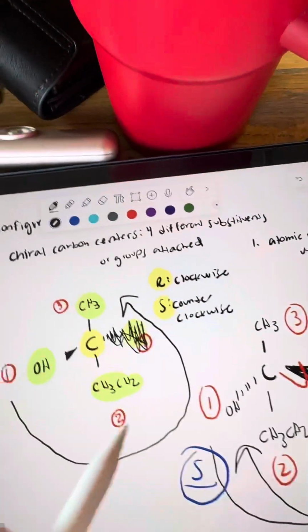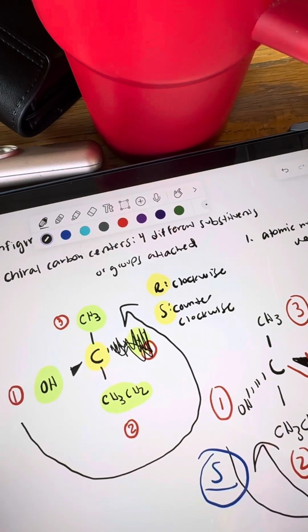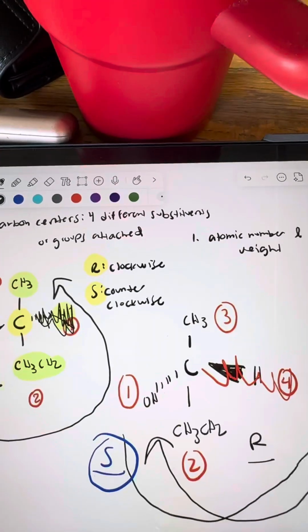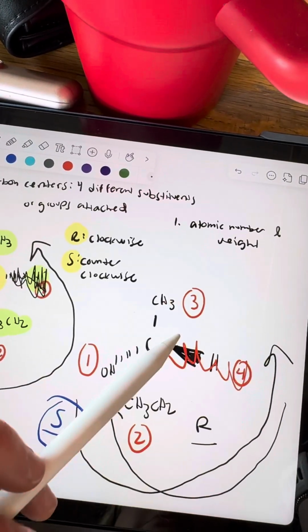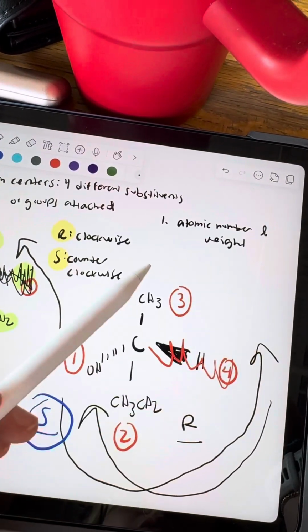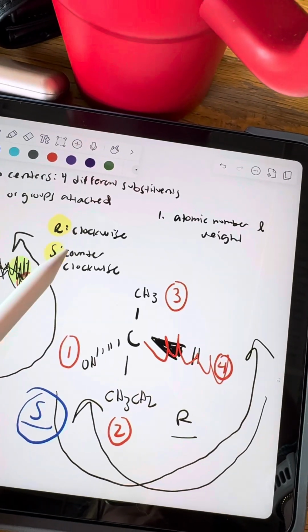So since in this molecule the hydrogen was already on a dash, we don't need to flip it, so we can just do the original 1, 2, 3, which is R. So this will be our configuration. For this one, since the hydrogen was on a wedge, we had to flip. Instead of going this way, we had to go this way, and we got S, because S is counterclockwise.